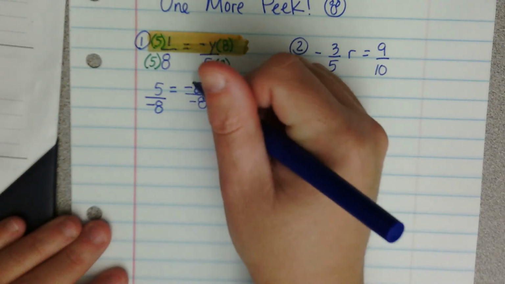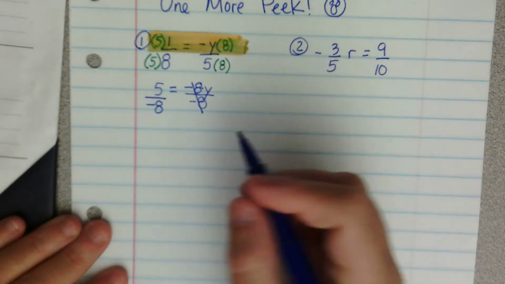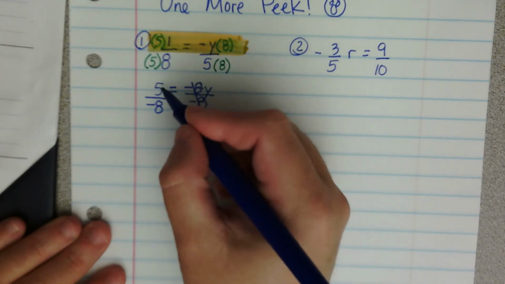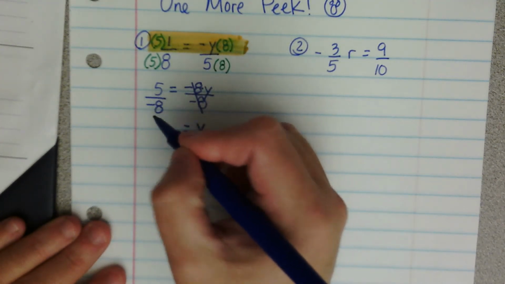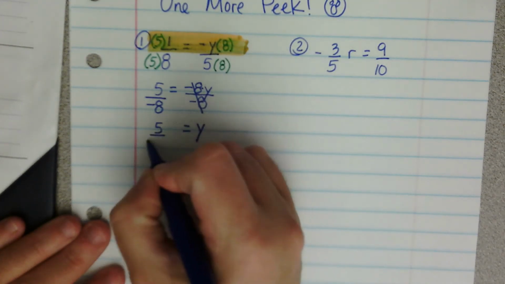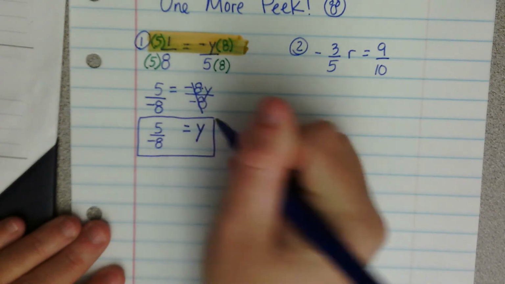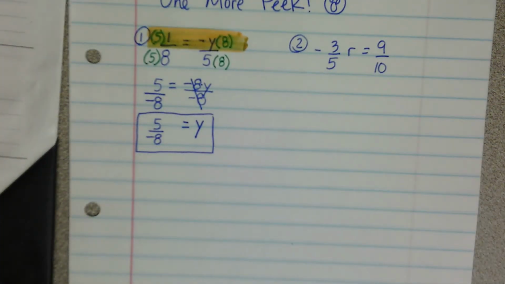The negative over negative becomes a positive. 8 divided by 8 becomes 1. And we get y equals. The answer here is 5 over negative 8. Can I reduce that fraction? No, but I'm going to leave it alone. I'm not going to change it to a decimal. That's my final answer.